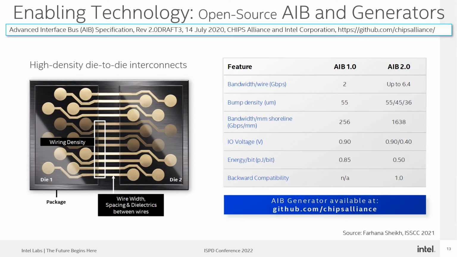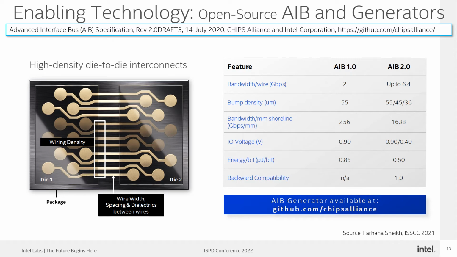All of this does not happen easily. We have to have a common protocol to talk between two different chiplets that are on two different technologies. So Intel made the Advanced Interface Bus as an open standard. The specification is listed here. It is available on GitHub under Chips Alliance.